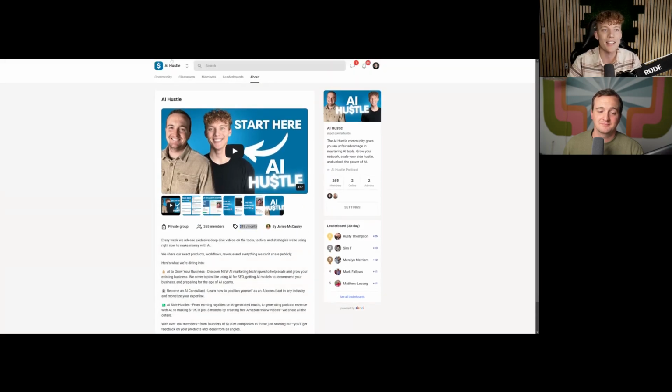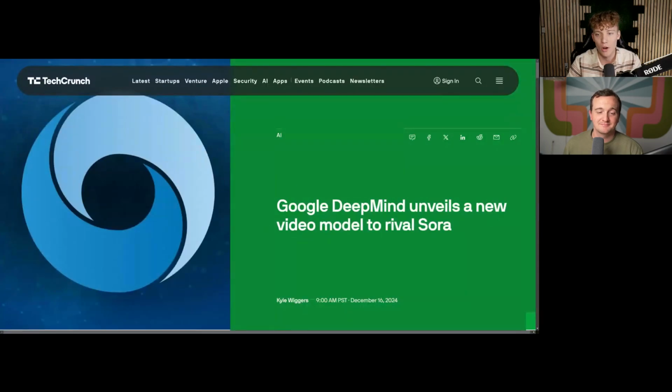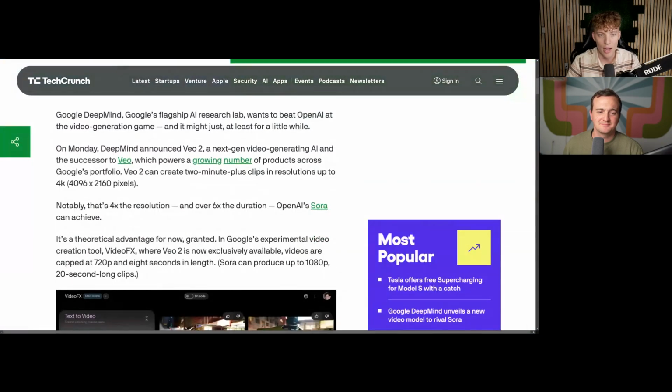All right, let's get into what Google is doing with Google DeepMind's new tool. The tool is called Veo 2. Jamie, you're in the video space. Tell us a little bit about what's most interesting or exciting to you based off of what they're able to do here.